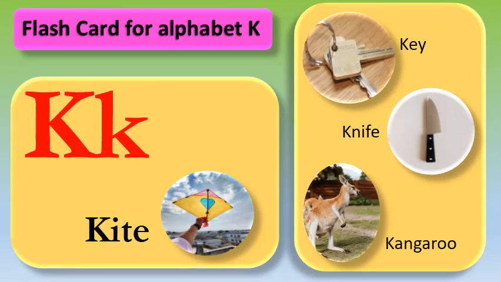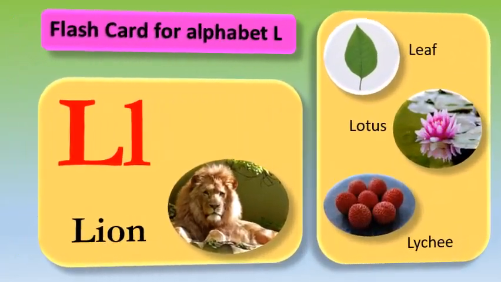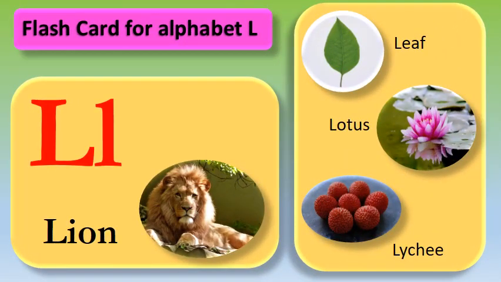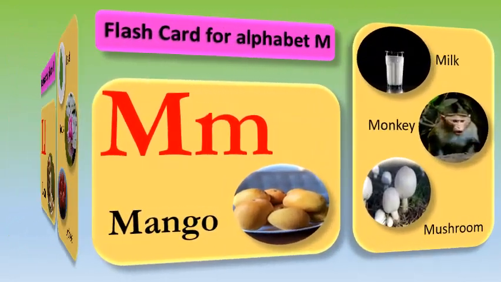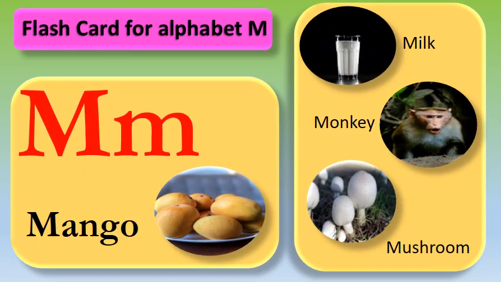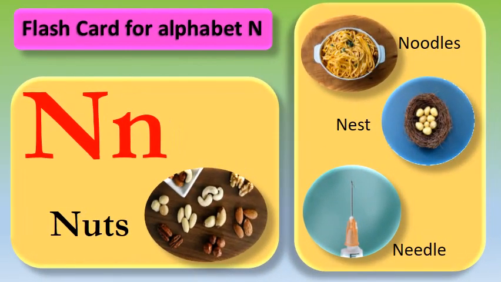K for kite, K for key, K for knife, K for kangaroo. L for lion, L for leaf, L for lotus, L for lychee. M for mango, M for milk, M for monkey, M for mushroom. Next, N for nuts, N for noodles, N for nest, N for needle.